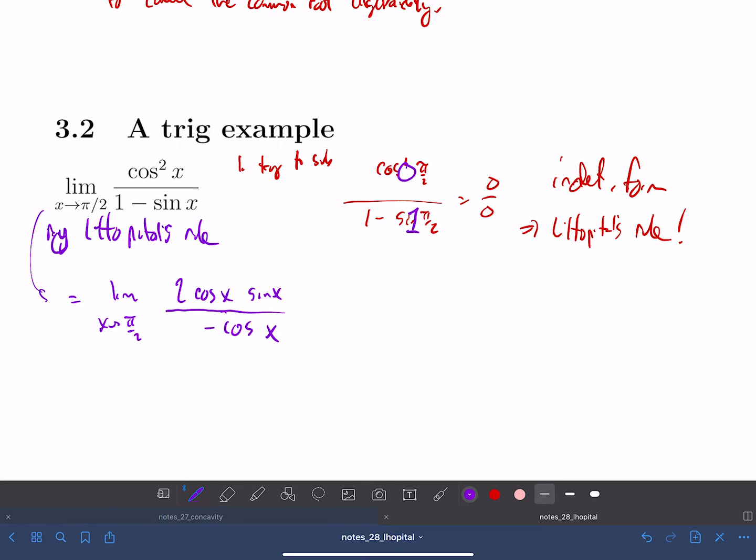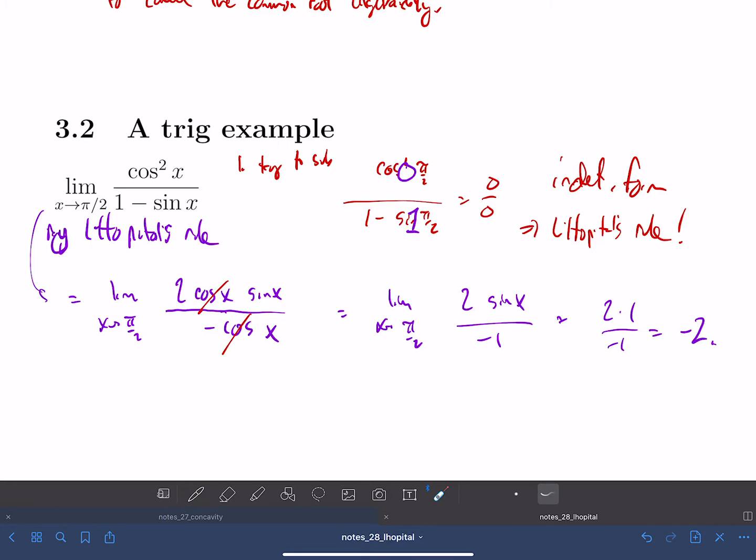Okay. Did I make progress? I could try plugging in, and I'm still going to get 0 over 0. But check it out. I've got cosines here. And so that's equal to the limit as x approaches our friend pi over 2 of 2 times sine of x over minus 1. And I'm going to try plugging it in here. That's equal to 2 times 1 over minus 1 equals minus 2. I was off by a minus sign. Okay. Like, pretty straightforward.